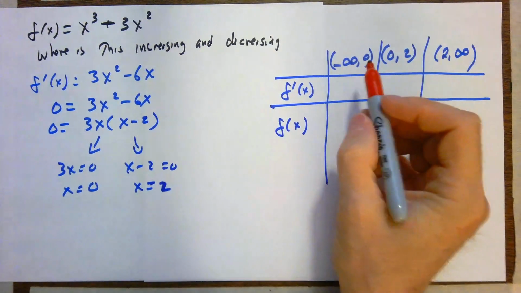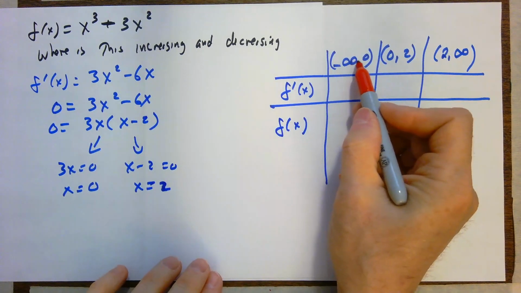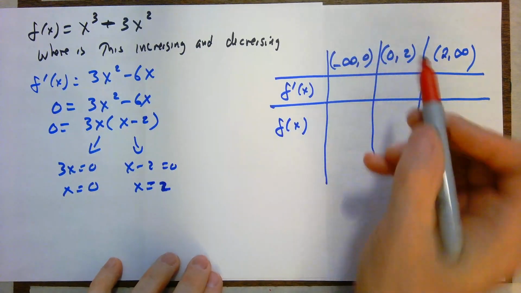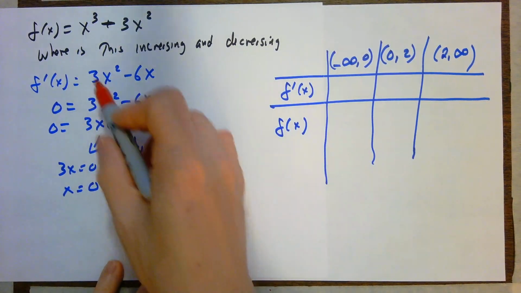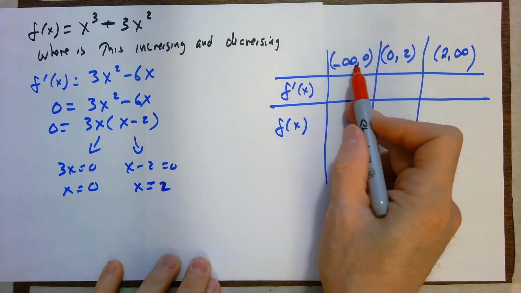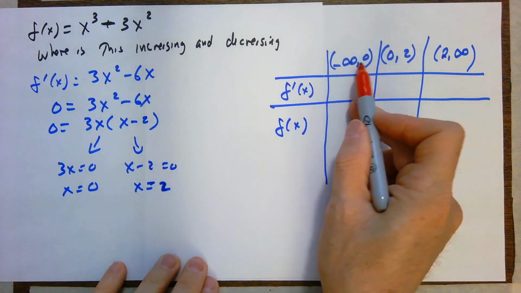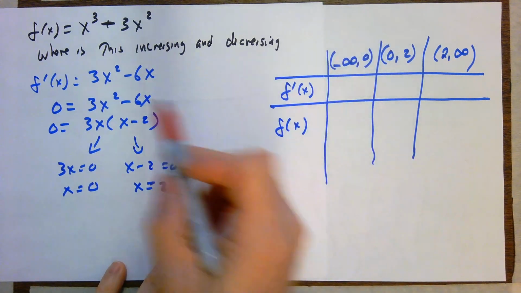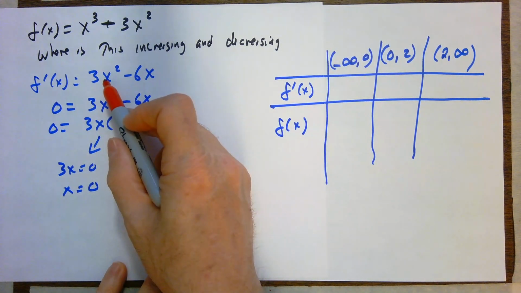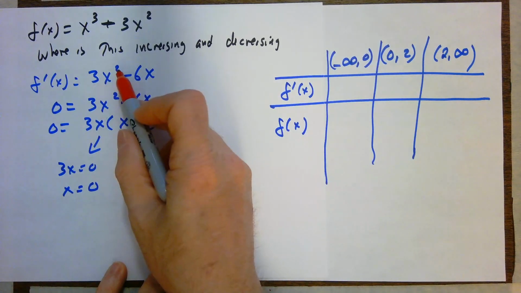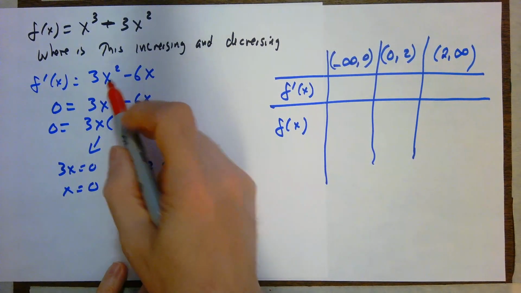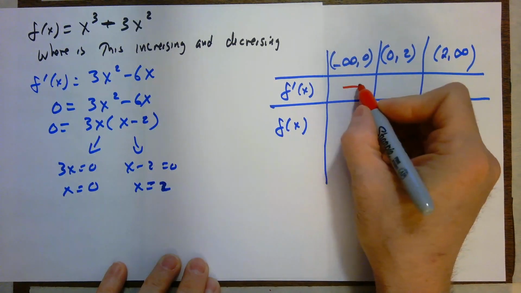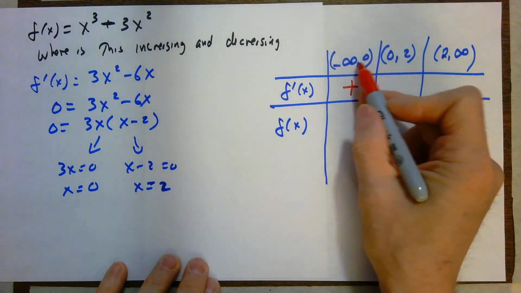All right, so in this interval from negative infinity to 0, what's happening with my derivative here? Here's my derivative. If I pick a value less than 0, something like negative 3, and I plug negative 3 in here, negative 3 squared times 3 minus 6 times negative 3, I'm definitely going to get a positive number here. My derivative is going to be positive in that interval.